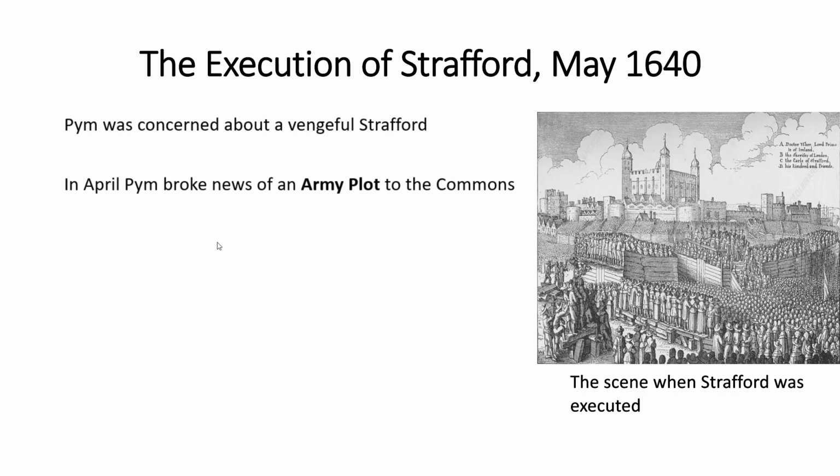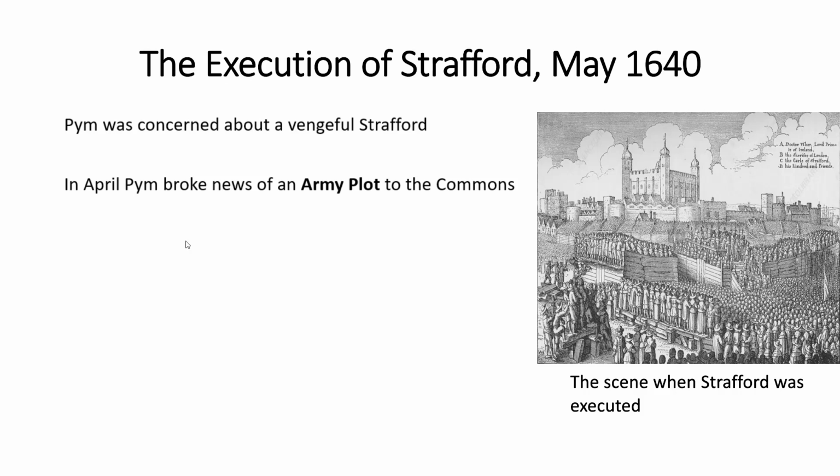In April, Pym escalates this further. He breaks news of an army plot to the House of Commons. He says to the House of Commons that basically Charles has recalled his army officers and he's told them to march on London. What Pym says to the House of Commons is that Charles is going to use this army and the officers to march into the Tower of London, where Strafford is kept, and forcibly release him. This then raises questions about Charles's untrustworthiness and brings that whole issue back into this debate about Strafford. We can't trust Charles with an army. That's a big theme of this period from the parliamentary point of view.